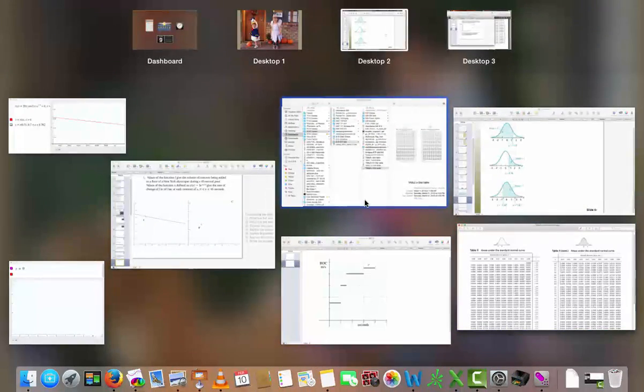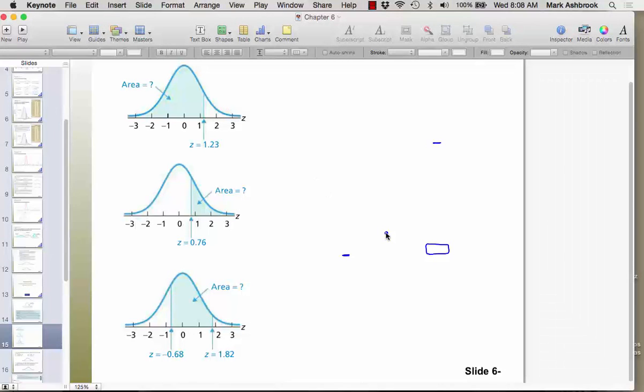So what does that tell us about what we were looking at over here? For a z of 1.23, we got an area of 0.8907. Did I remember that number correctly? Okay, what does that mean? So what does the number 0.8907 mean? Right, 89.07% of the data falls below a z-score of 1.23.